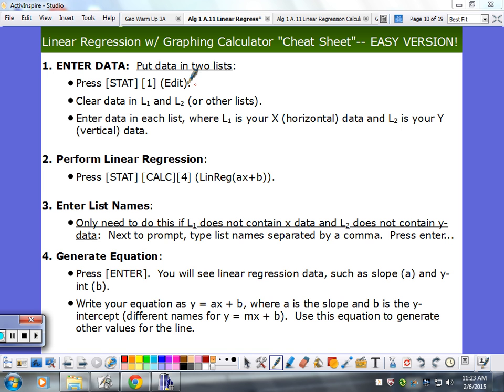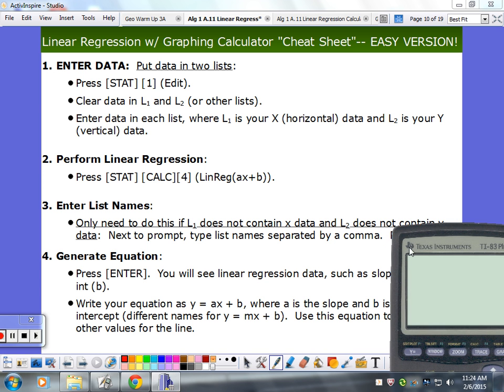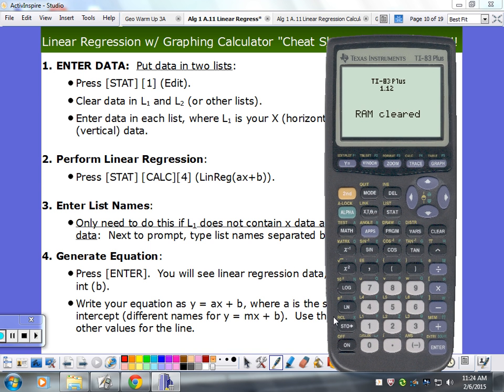Okay. Linear regression is the statistical name of finding a line of best fit. Linear regression means finding that line that fits data. So here's what you do. You're going to use the calculator, and you're going to put the data in 2 lists. So you press stat, and you press edit.